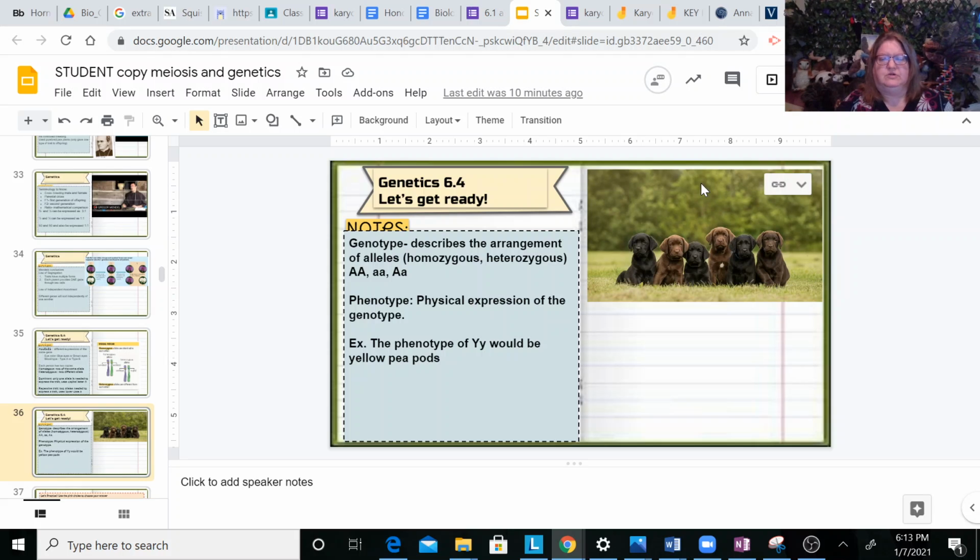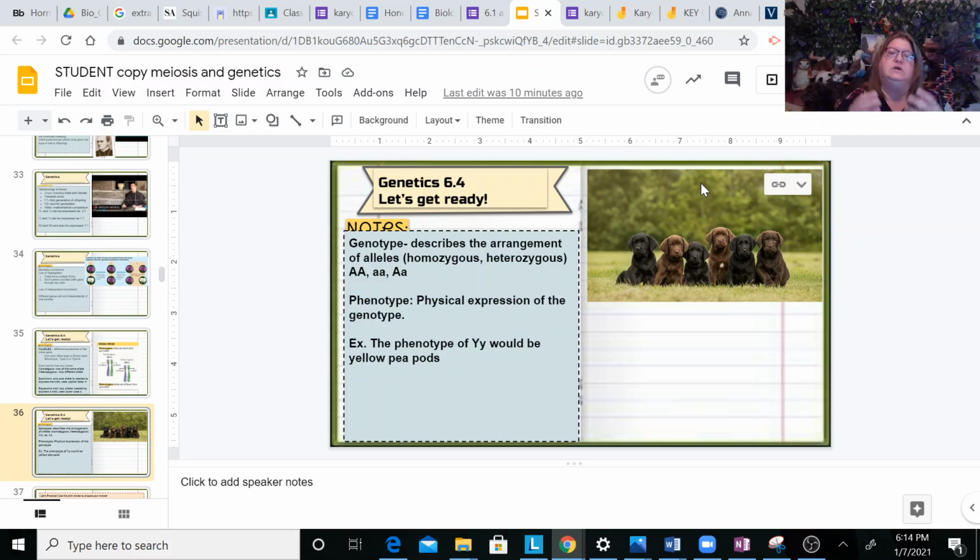The other two terms that we're going to look at would be genotype and phenotype. Genotype is going to describe the arrangement of those alleles. Homozygous and heterozygous would be the genotype. Do we have big A, big A? Do we have little a, or do we have big, little? That's the genotype. How would we describe that?